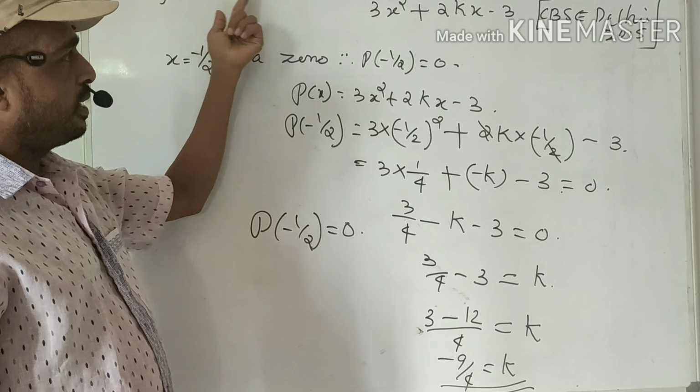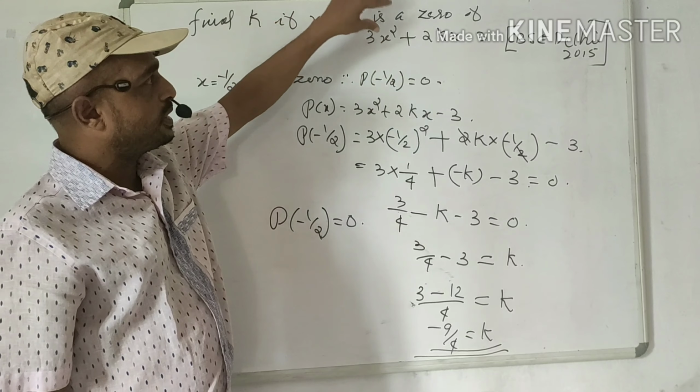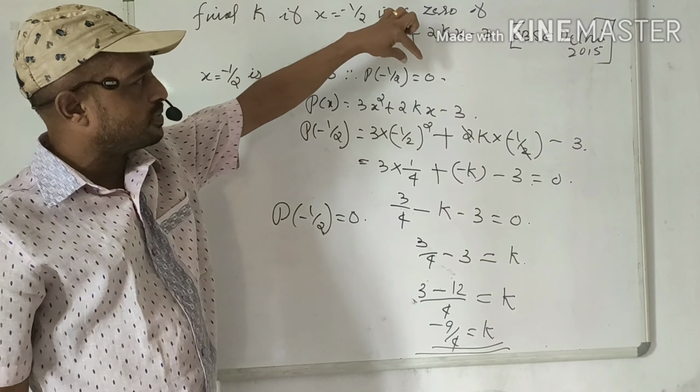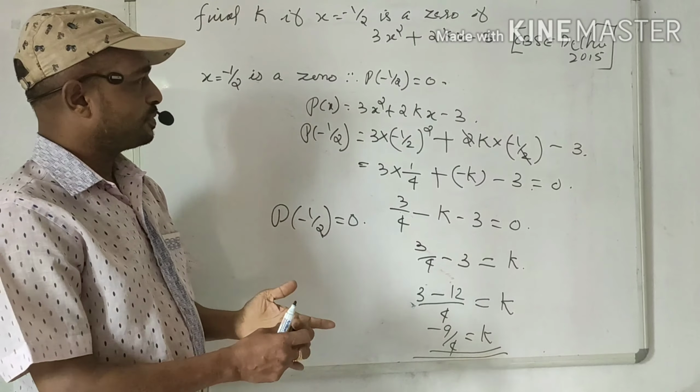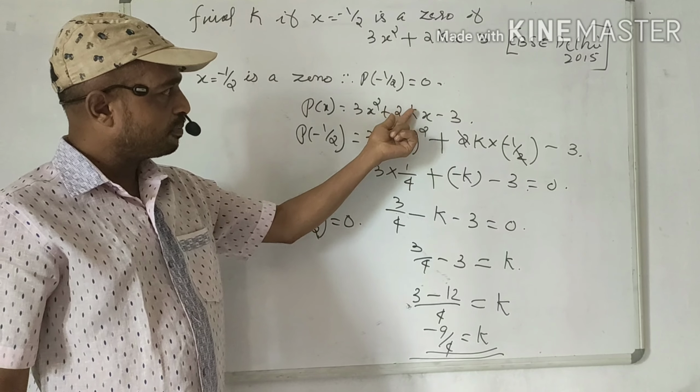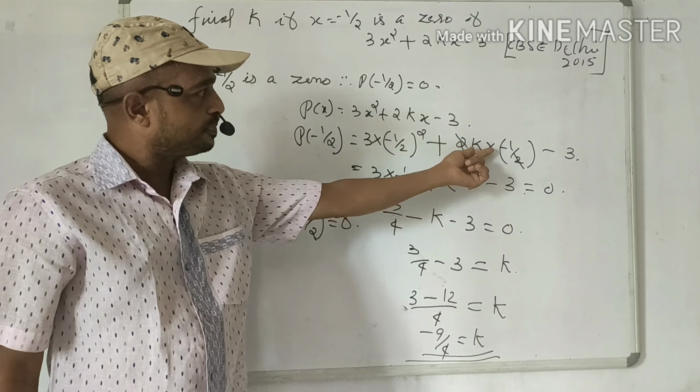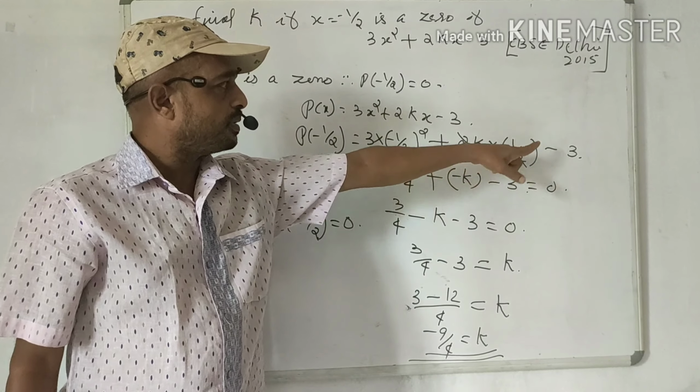We are given that x equal to minus 1 by 2 is a 0 of this polynomial, therefore p of minus 1 by 2 must be 0. So how will you calculate p of minus 1 by 2? Just substitute x equal to minus 1 by 2. So 3 into minus 1 by 2 square plus 2k into minus 1 by 2 minus 3.